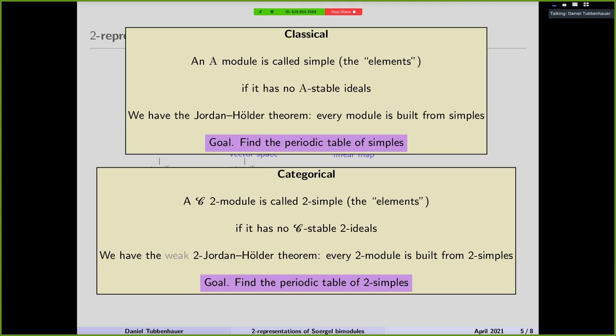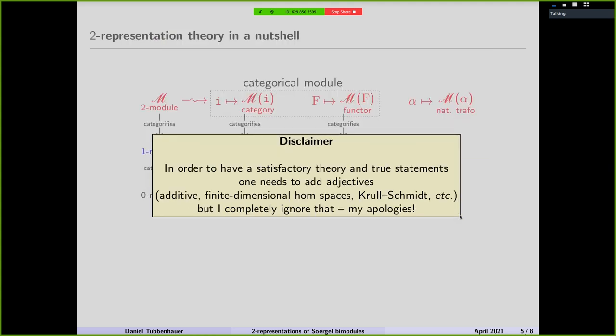So finding the periodic table of 2-simples seems, at least to me, a reasonable first question I would like to ask. Then you would go on asking more fancy questions, like 2-characters, or can you construct things explicitly, or whatever, right? But if you can't answer the first question, then maybe all hope is lost anyway. So let me try to explain how this works by showing you an example. And just a disclaimer, I should throw in some words here and there, but let's ignore that to make everything work.